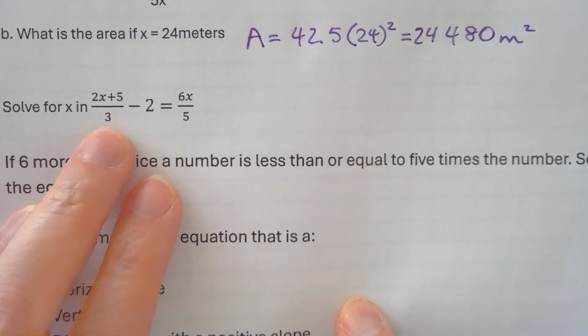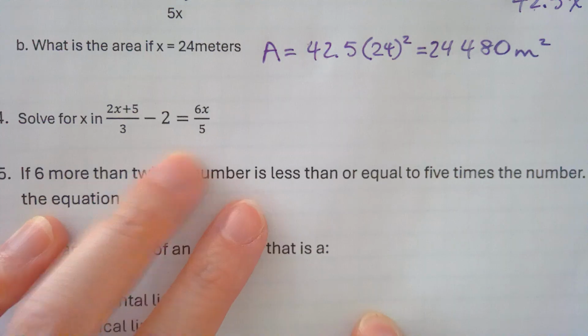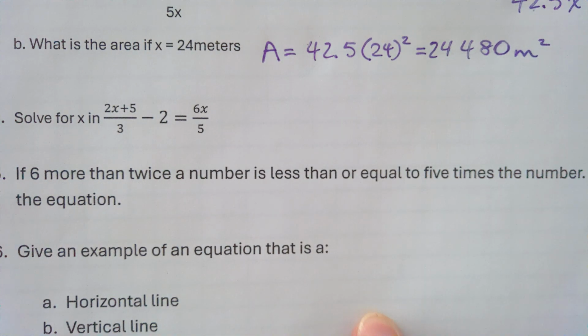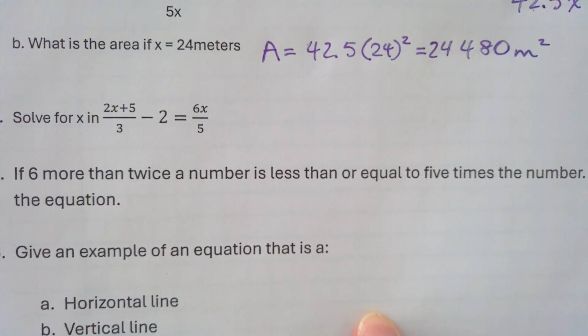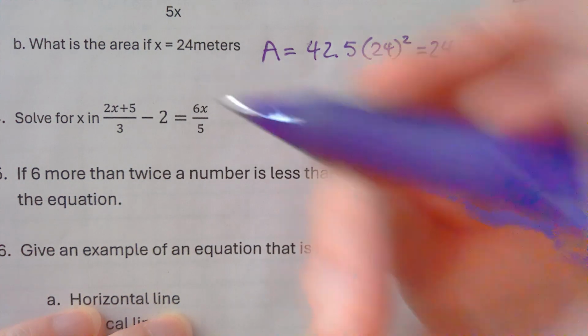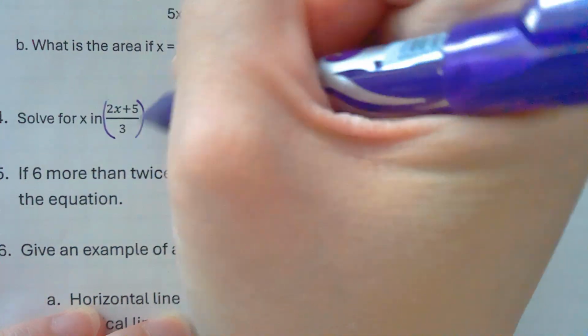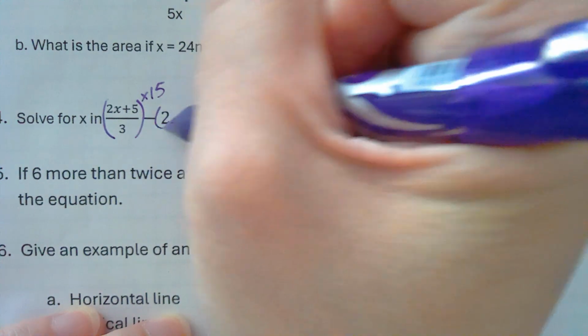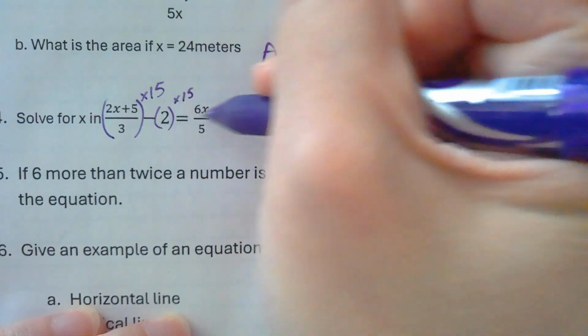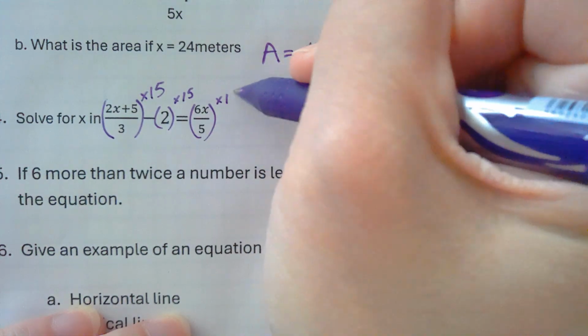Okay. Solve for x in this. Okay, so I don't like fractions. How do I get rid of it? Kevin, common denominator, which is? 15. Yeah, so I'm going to times this whole thing by 15. I'm going to times this whole thing by 15. And I'm going to times this whole thing by 15.